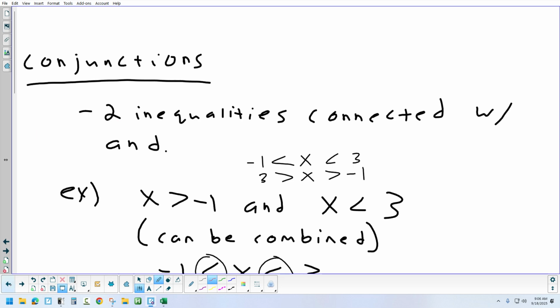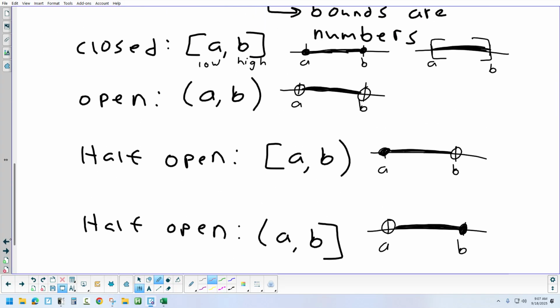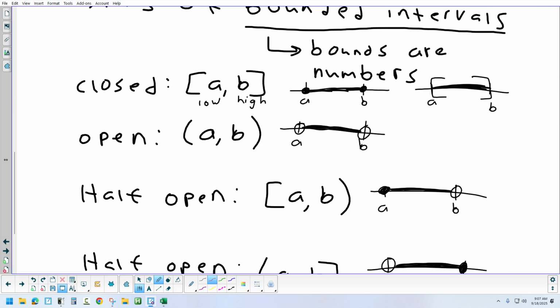Closed means you need brackets on each end. But if you have an infinity symbol in there, you can't put a bracket. So no, you can't have a closed interval, fully closed interval, and have an infinity symbol. That wouldn't work.